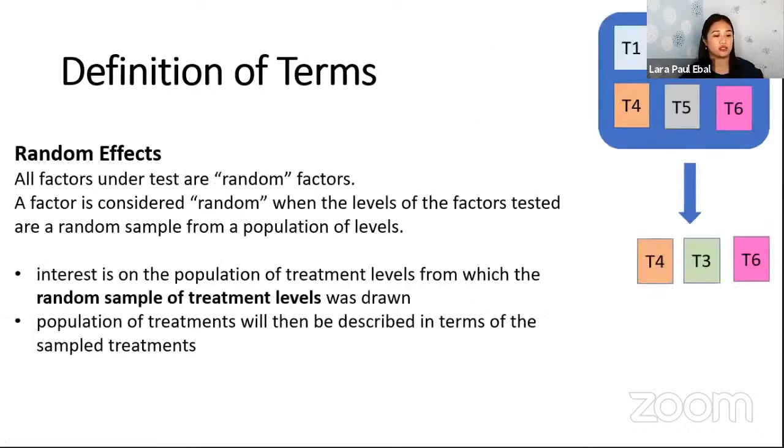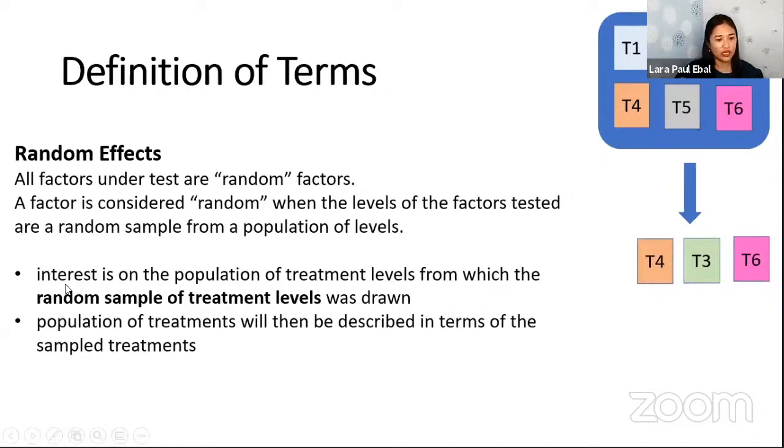Now for random effects, syempre kung may fixed, may random. So all factors under test are random factors. A factor is considered random when the levels of the factors tested are a random sample from the population of levels. So for example, as you can see here in the picture, you have many levels: T1, T2, T3, T4, T5, and T6. Then we just randomly select. Wala kang intention na may specific treatment level na gusto mo i-compare. You just randomly select T4, T3, and T6. So it's fine. What you are doing is actually under random effects.